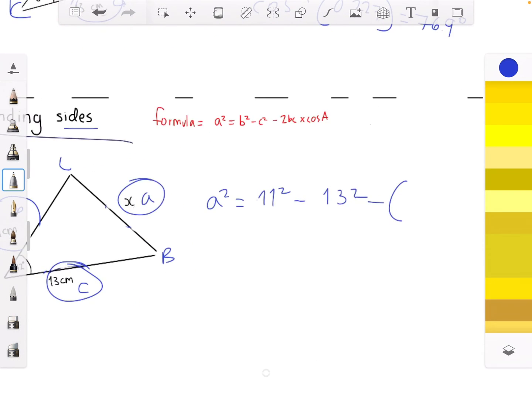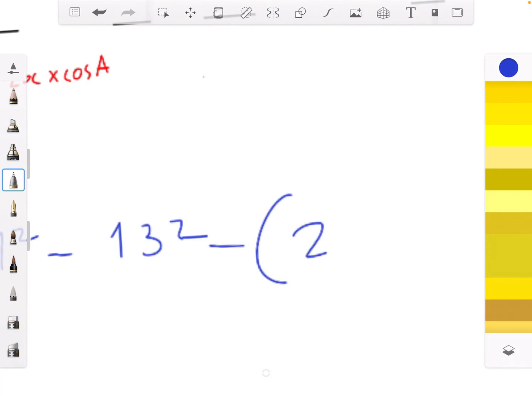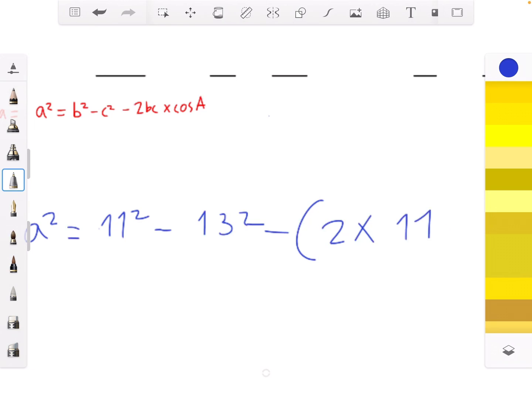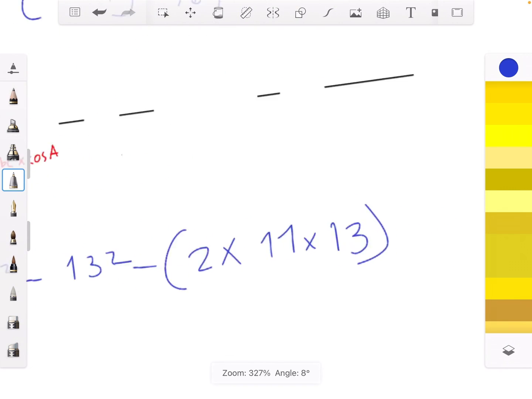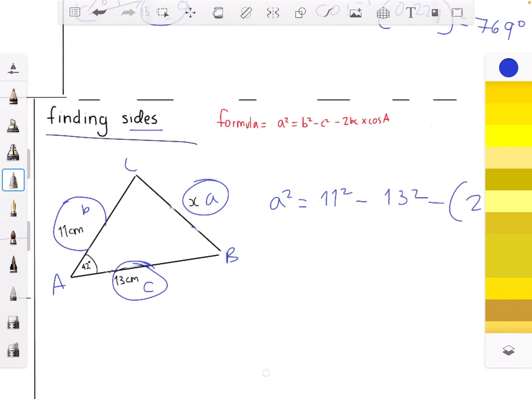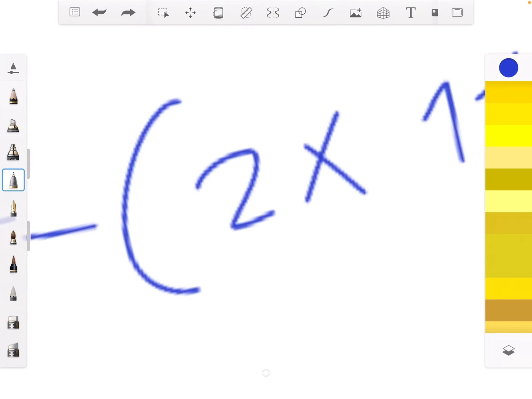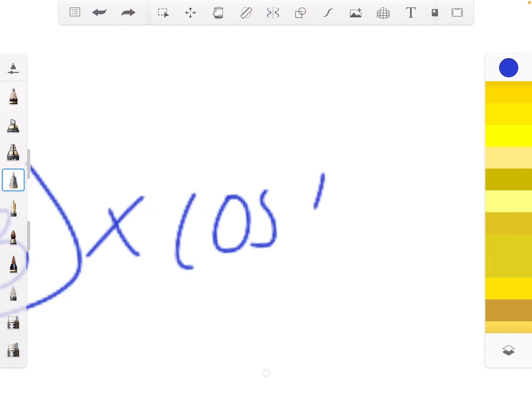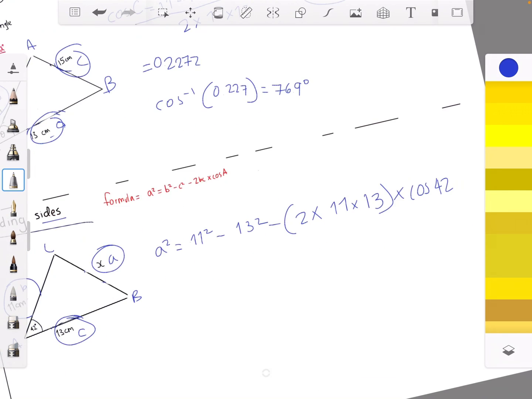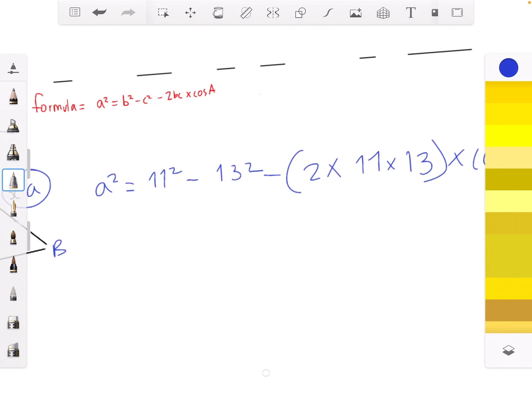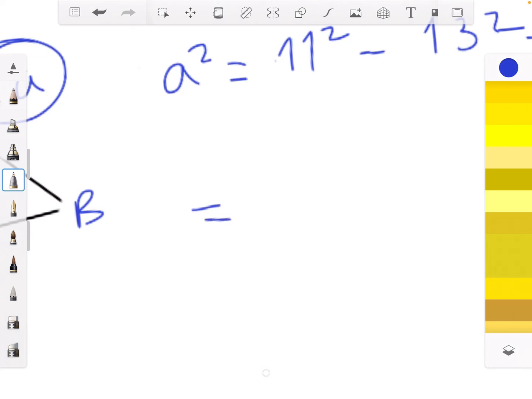It is so important because otherwise you mess everything up. 2 times 11 times 13 times cos A, which is going to be 42. Okay, now literally just put this into the calculator. You're going to get minus 260.5.